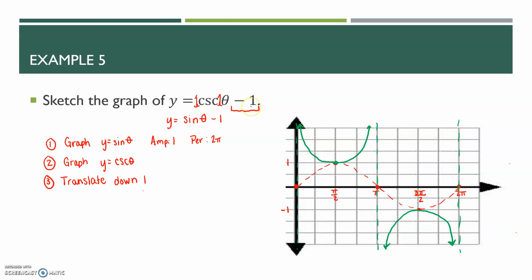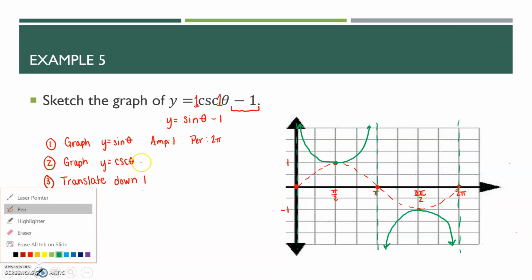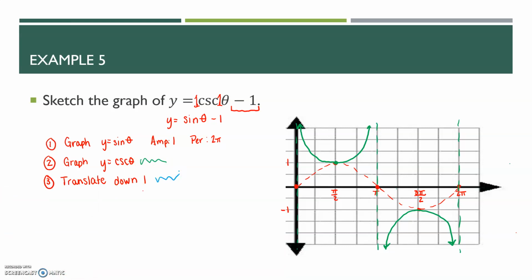However, I have this minus 1 outside. So my final step, so I did all of that in green, and I'm going to do my final step in light blue, is to translate everything down 1 unit. So I'm going to move this down 1, this down 1. And really, my asymptote stayed the same because I didn't translate it left or right at all. So my true graph would look like this. I can do that one a little bit better. Still not great. All right, but that would be the translated function.